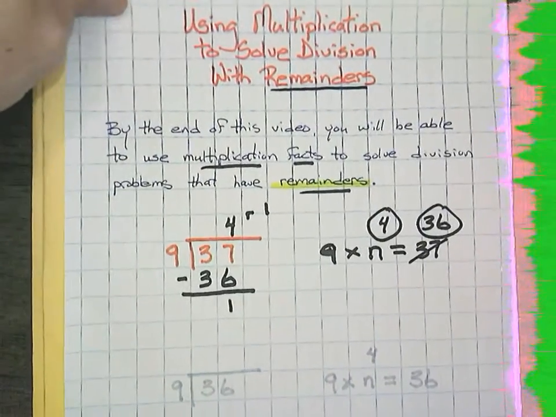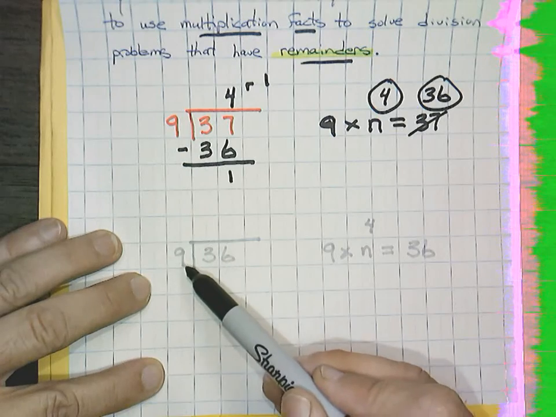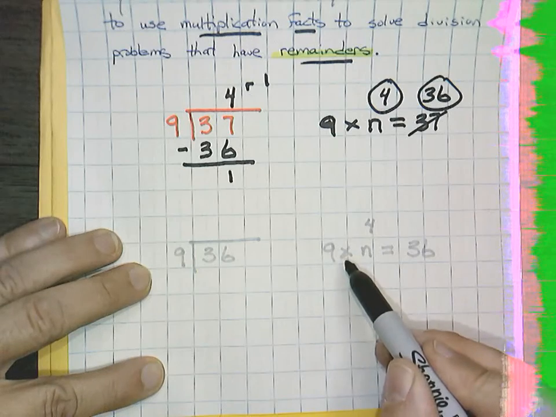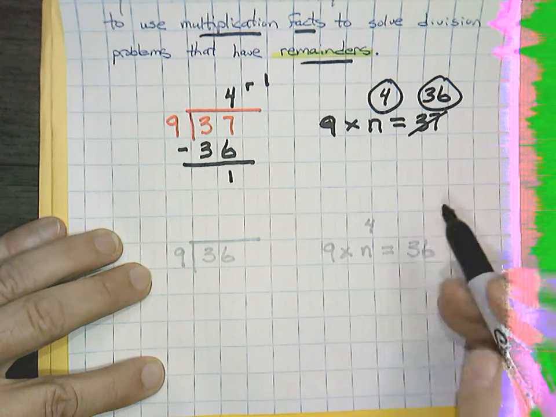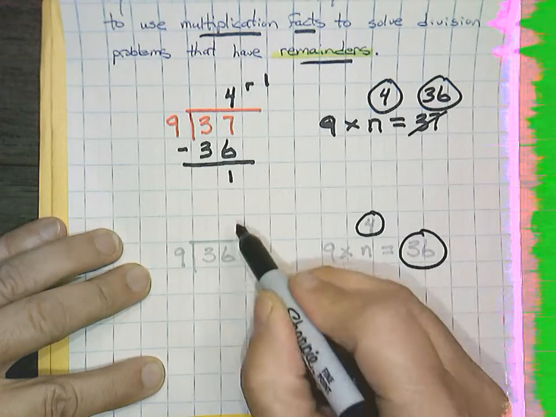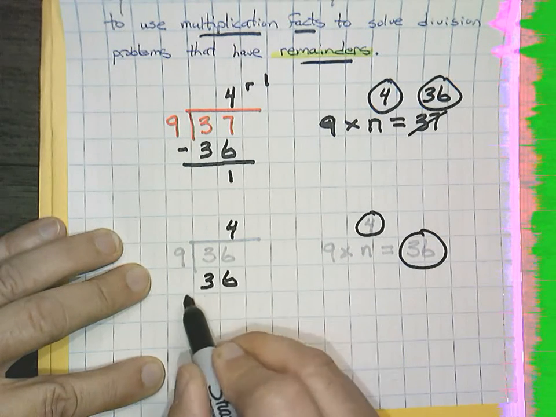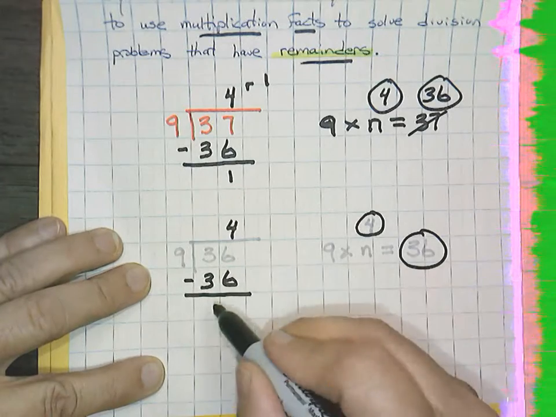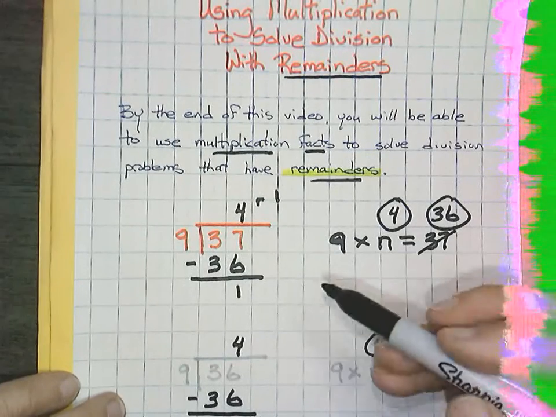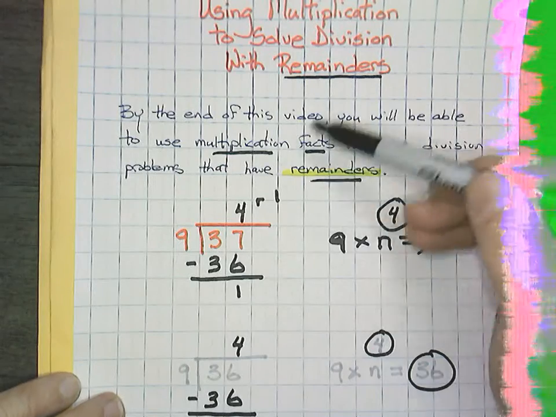You may remember on a previous video that we did a similar problem, 36 divided by 9. This was 37 divided by 9. And we wrote a multiplication sentence and determined that 9 times 4 was equal to 36. In that example, when we put the 36 down here, you'll notice that it was the same and we had no remainders. So sometimes when you divide, you have problems that have no remainders, but sometimes you have problems like this one that do have remainders.